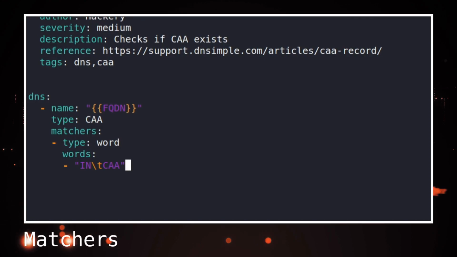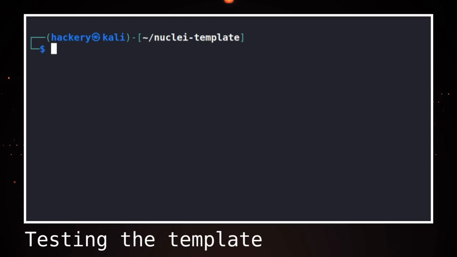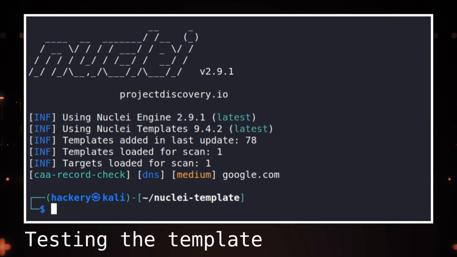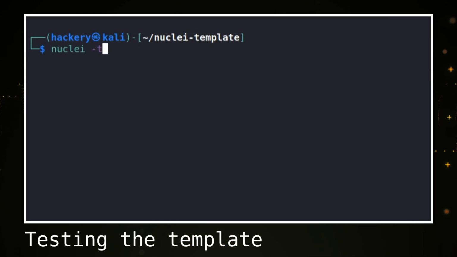Since we are using a word matcher, if the word is found, we'll consider the check to be successful, indicating that a CAA record has been set for the domain. Let's try running the template on a domain with a CAA record, such as Google. What we see then is that Nuclei reports it as an observation. If we want to change this, we can use a negative variable. By setting it to true, a negative output becomes positive and the other way around. When we run it now on google.com, we see that Nuclei no longer reports an issue.